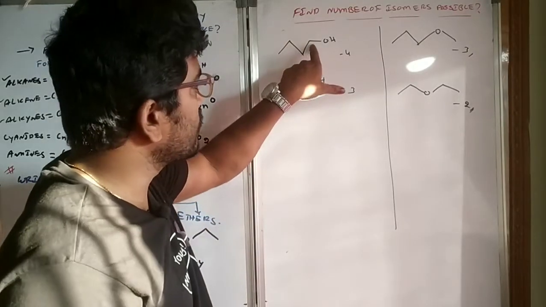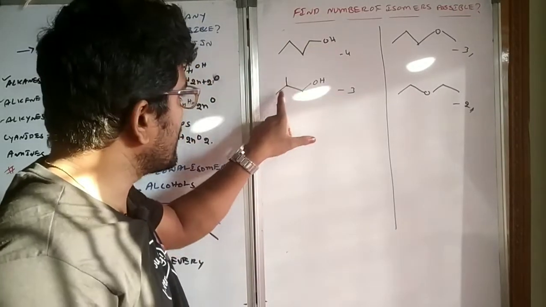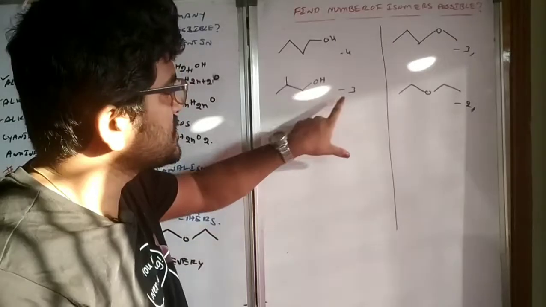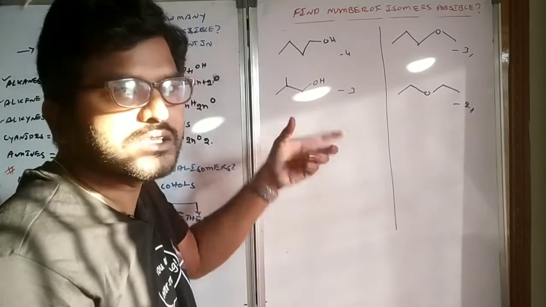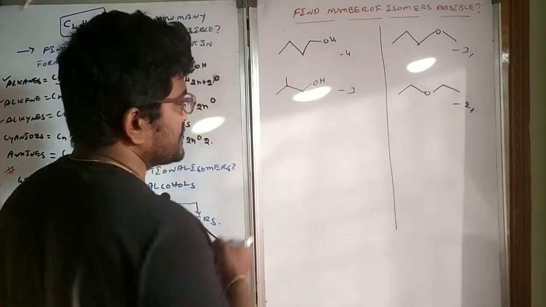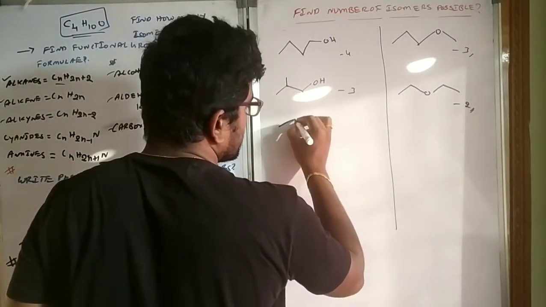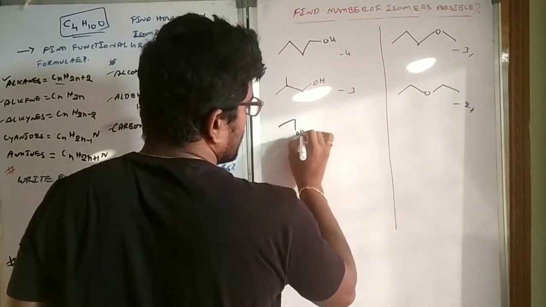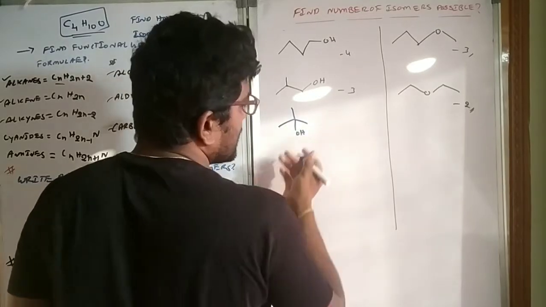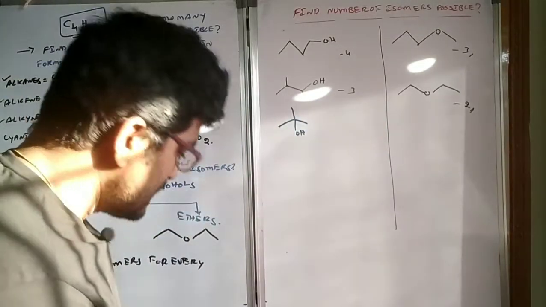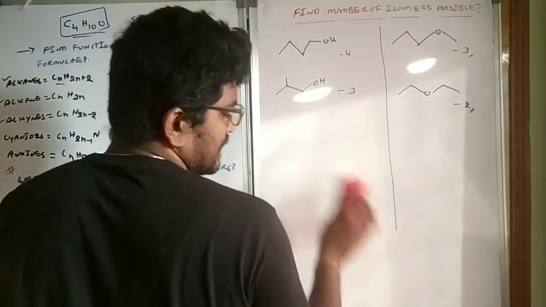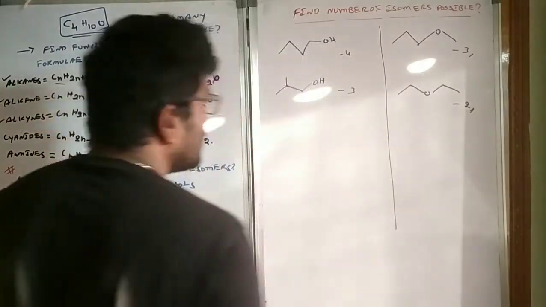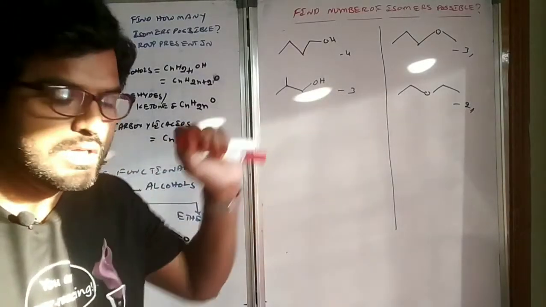1, 2, 3, 4 are there, so OH is there. Here 1, 2, 3 is there, so that's why 3. For 2 it is not possible to write. If you write like that also, some complications will come. If you write like this also, again it will become a 3-membered chain. So that's why we can't write further. So write the chain isomers possible.